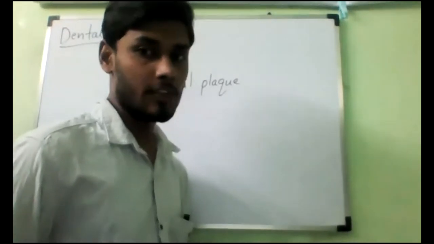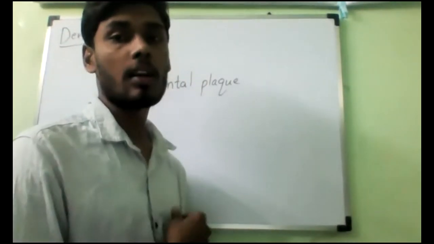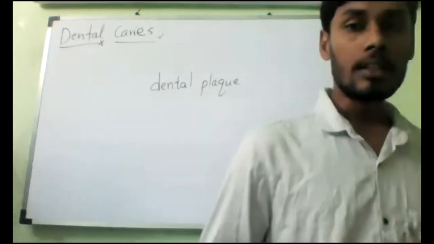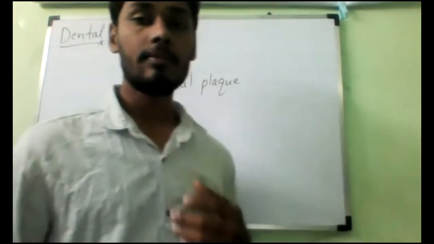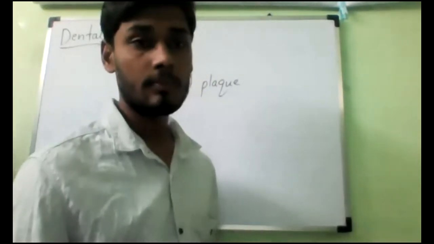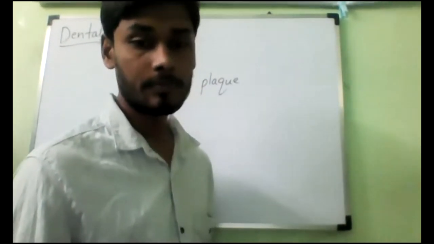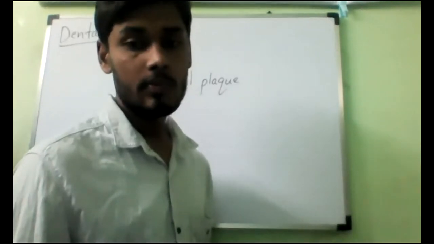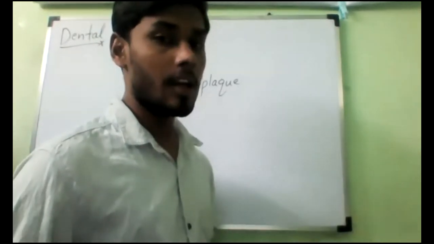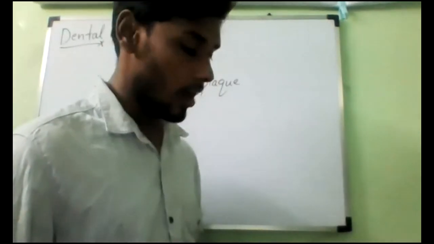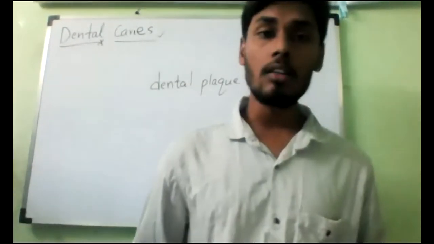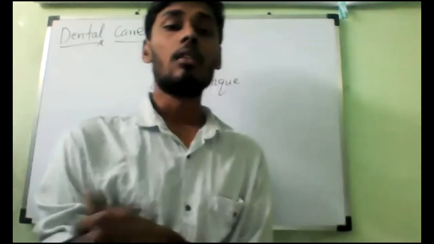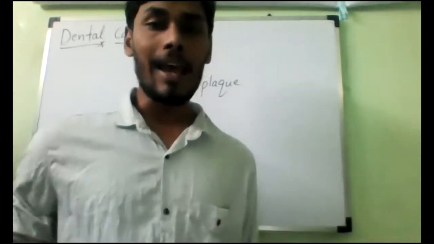Since plaque covers the teeth, forming a layer over them, the alkaline saliva cannot reach the tooth surface to neutralize the acid.